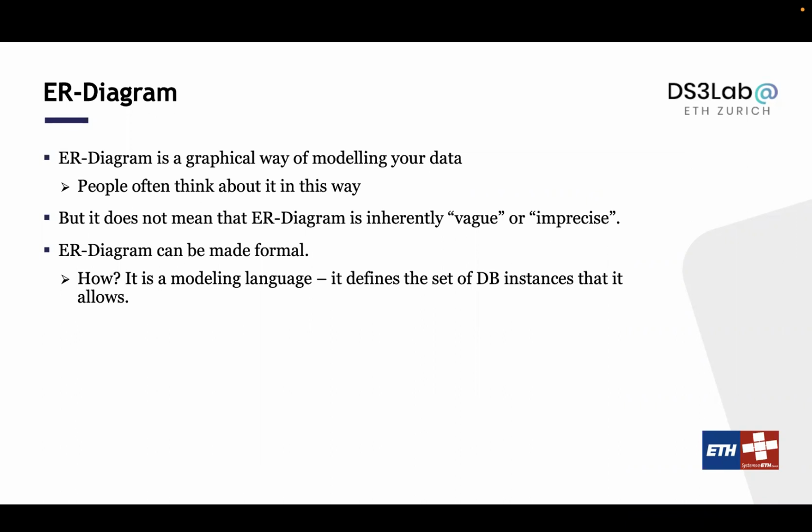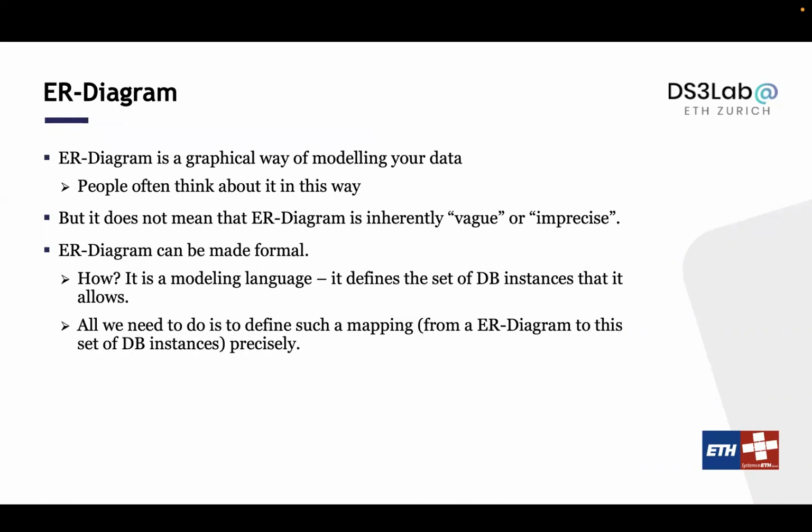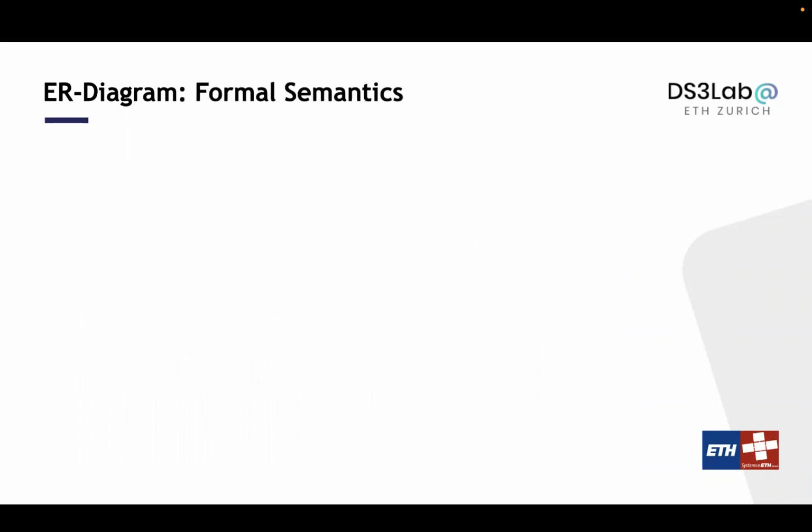So essentially, the way to think about its formal semantics is to go back to what it is. It's a modeling language, right? So it defines the set of database instances that it allows in your application. And all we need to do is define such a mapping. That is, if you give me an entity relationship diagram, what is the set of database instances it allows in your application, in a precise way? And that's actually not that hard to define.